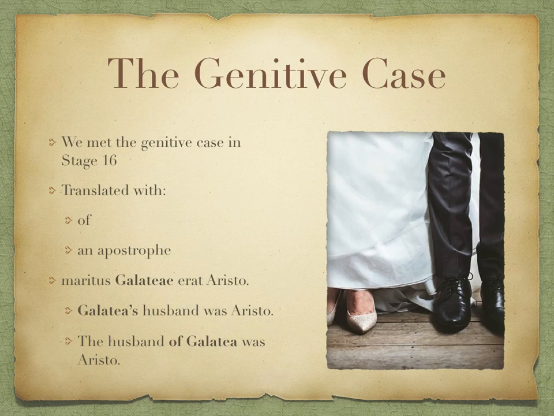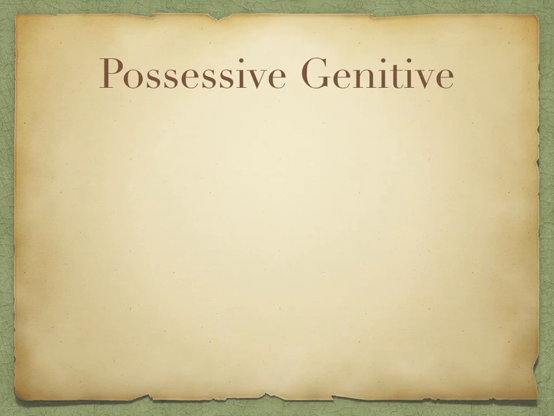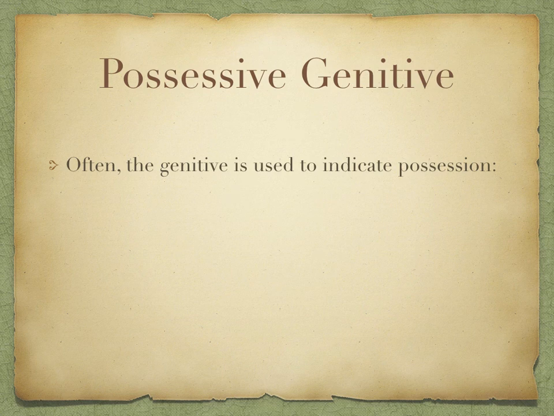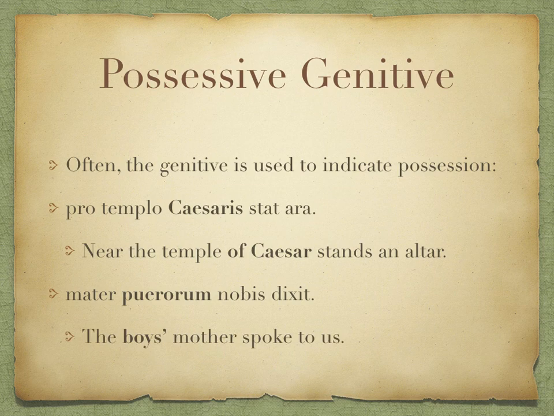So there are a number of different ways or reasons why we would use the genitive case. The first one, the one that we've already met, is known as the possessive genitive. So this is where the genitive case is used to indicate possession, or who owns something or who something belongs to. So for example, pro templo Caesaris stat ara. Near the temple of Caesar stands an altar. That temple belongs to Caesar. Mater puerorum nobis dixit. The boy's mother spoke to us. The mother belongs to the boys. So here are two examples of the possessive genitive, or the genitive of possession.